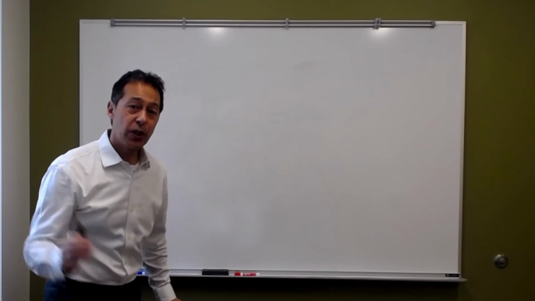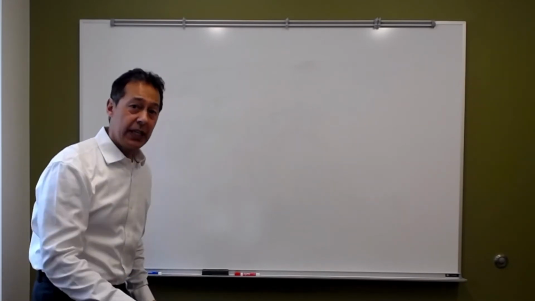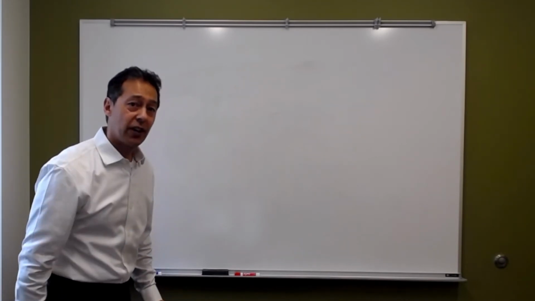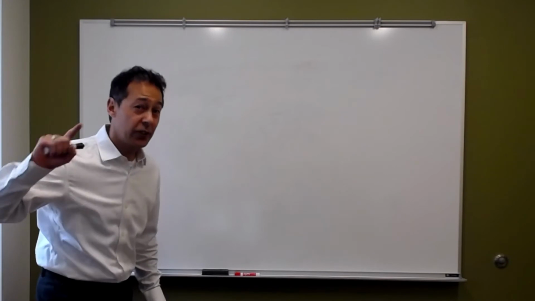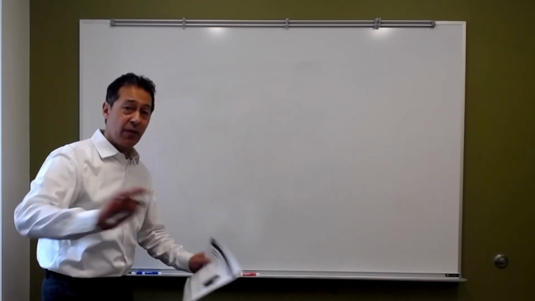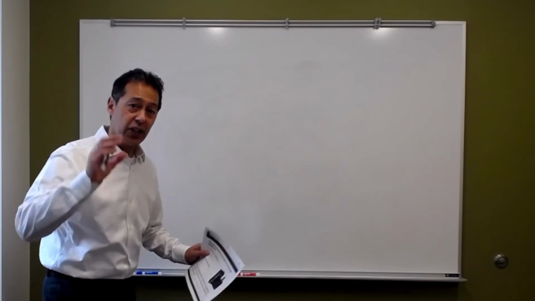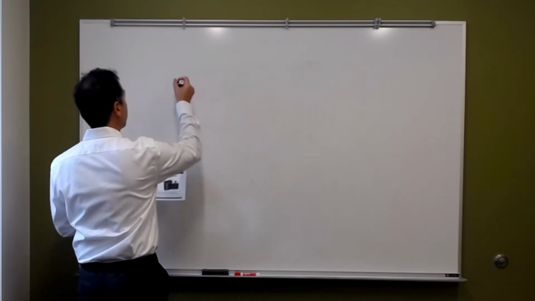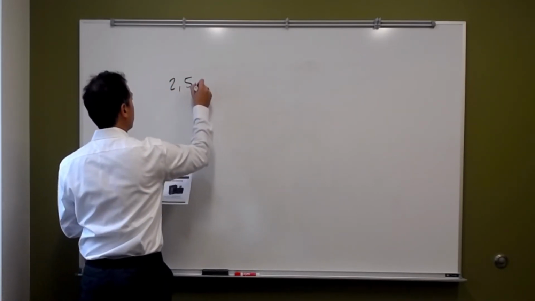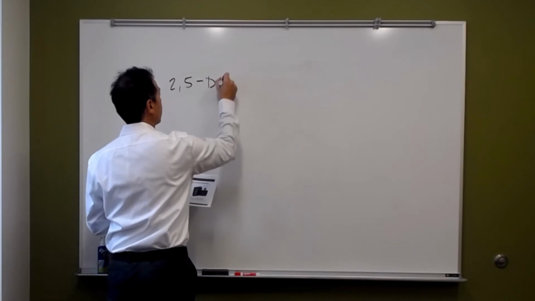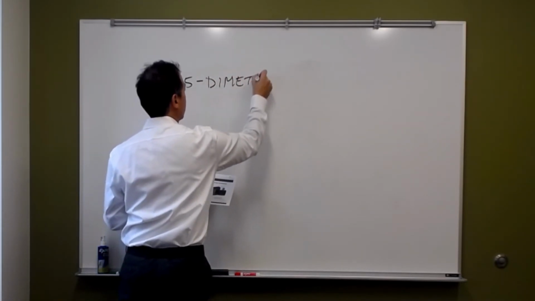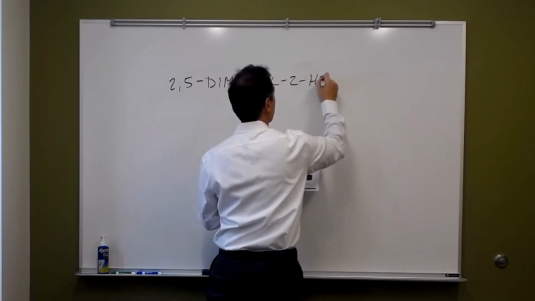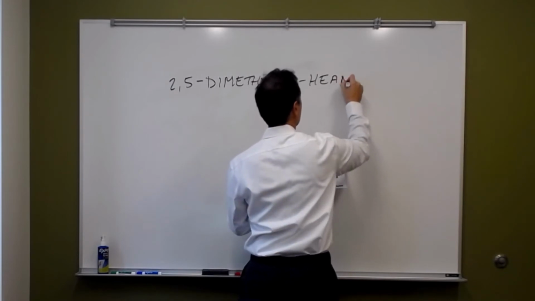Naming ketones is similar to aldehydes in that we drop the E and we add a new suffix. And for ketones, we add the ONE suffix. The ONE suffix tells us that it's a ketone. So I'm going to write out the name of a molecule here, and we'll see if we can interpret the name into an actual structure. We have 4,5-dimethyl-2-hex and ONE.